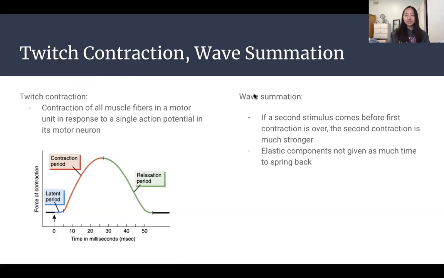But the next thing is called wave summation. That's when you're contracting your bicep for a lot longer. So maybe when you're lifting weights, it has to stay contracting for a much longer period of time. And so what happens is if a second stimulus from the brain comes before your first contraction's over, the second contraction is going to be way stronger.